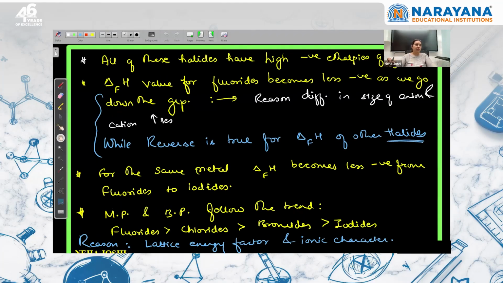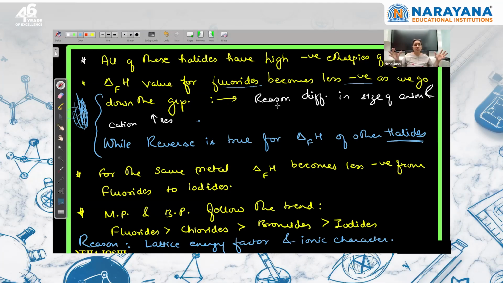This slide is important. I'm marking like this. All of these halides have high negative enthalpy of formation. Delta H formation value for fluoride becomes less negative as we go down the group. Okay, when we go down the group, then delta H formation of fluoride becomes less and less negative. Whereas upper and higher in the group, it is more and more negative.